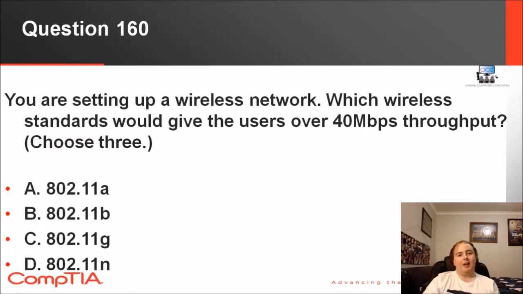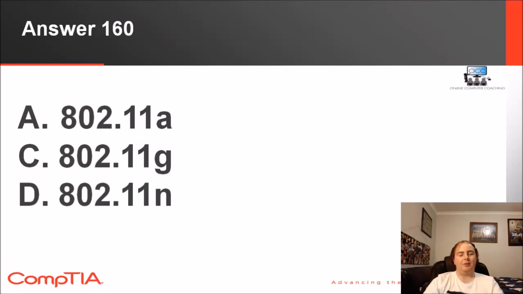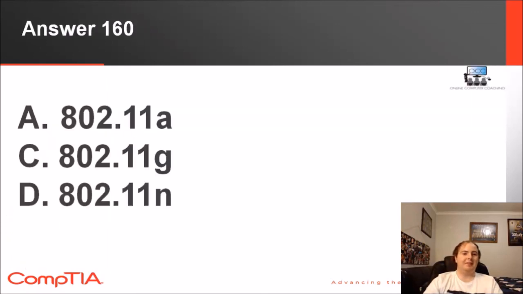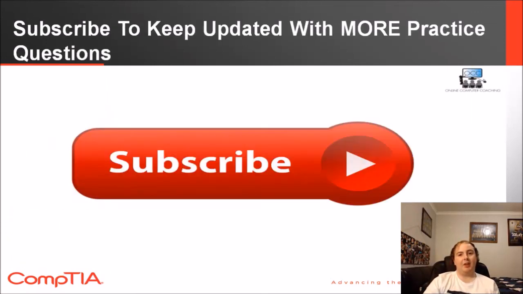Final one of the day, guys. You are setting up a wireless network. Which wireless standards would give the users over 40 megabits per second throughput? Choose 3, so there's only one that's going to be wrong. So we've got A, B, G, and N. So the only one that doesn't do over 40 is B. So it is A, C, and D. These all do at least 54 megabits per second, and B does 11 megabits per second for you guys to know that one.